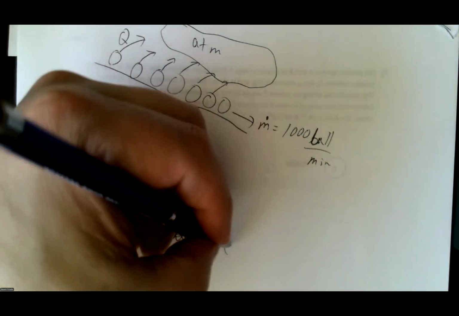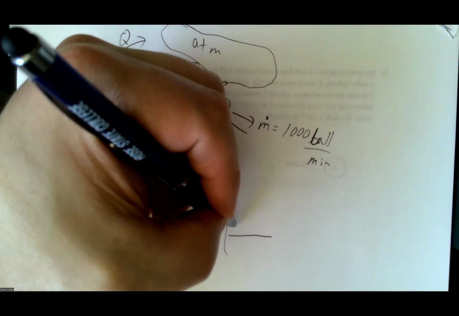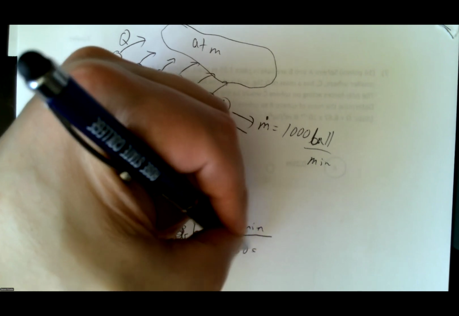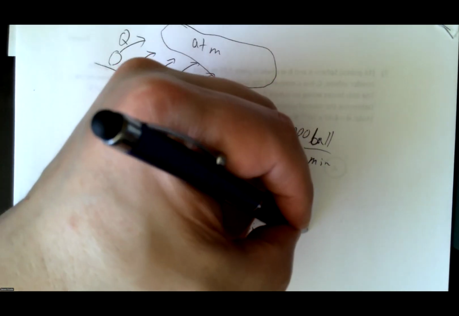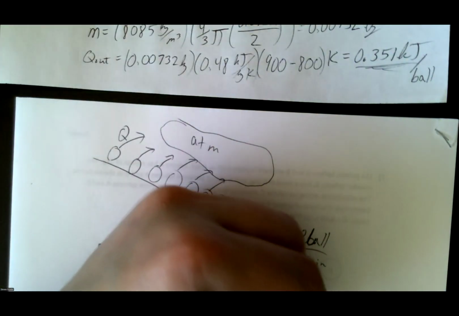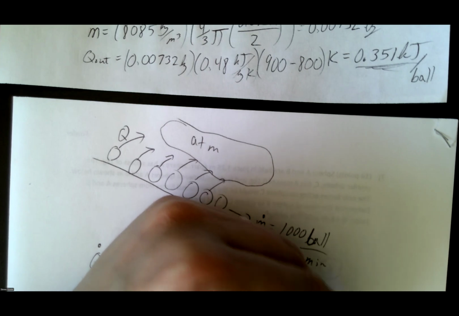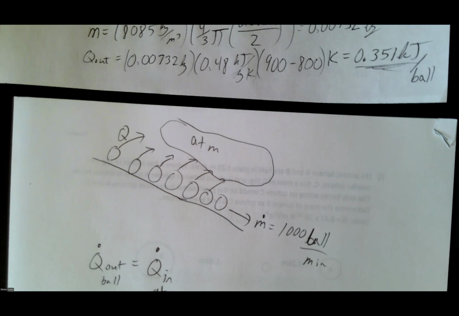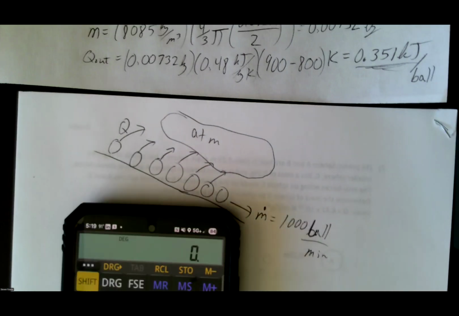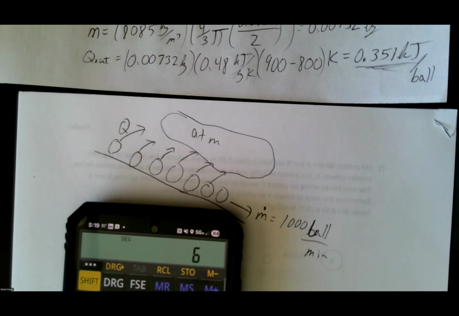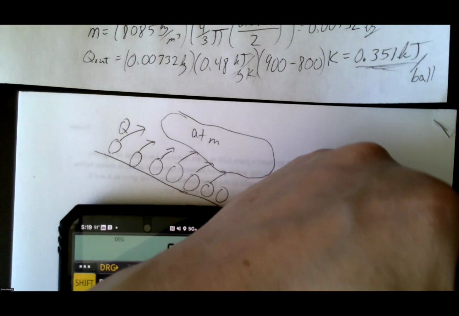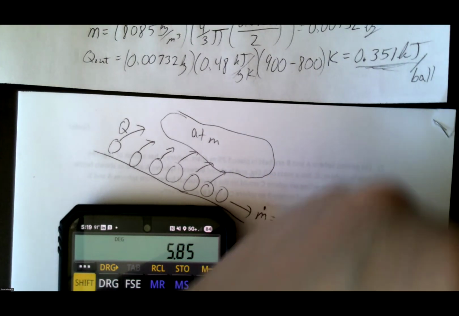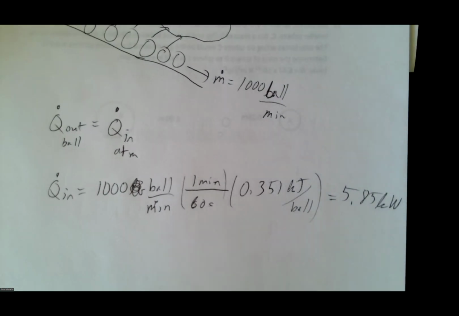Let's go ahead and get rid of the minutes here so we can go to watts. Watts are joules per second. So if I get rid of the minutes here, that's 1 minute for every 60 seconds. That'll tell me how many balls per second we're running, and then I multiply that by the value we just found up above, 0.351 kilojoule for every ball. We can run those numbers pretty quickly here. 0.351 divided by 60, and then times 1,000. So we're going to run about 5.85 kilowatts, because it's going to be kilojoules per second, or kilowatts.